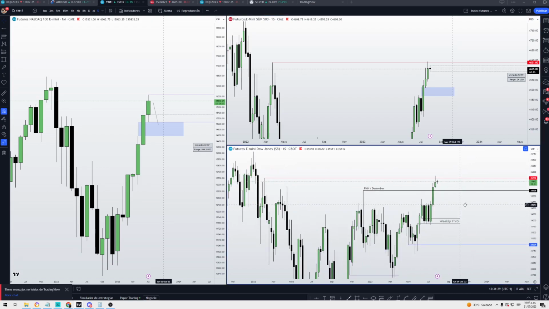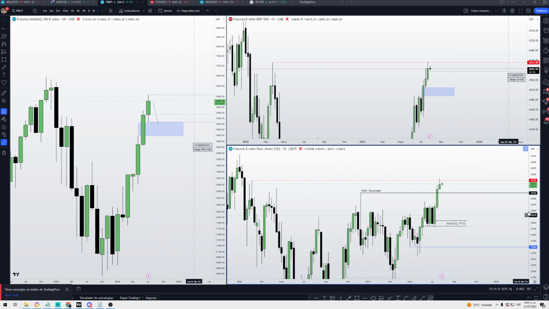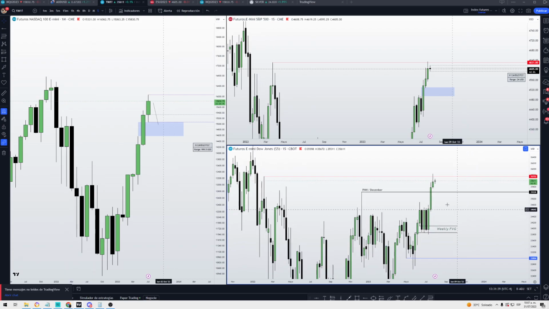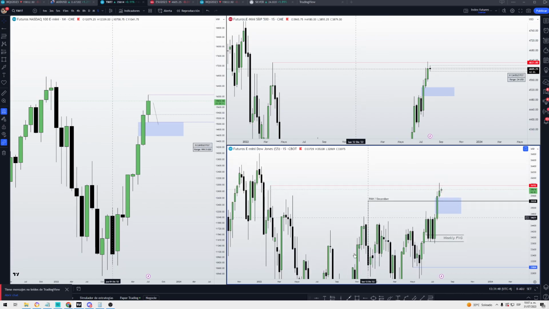Okay. In Dow, same dynamic, price takes this high external liquidity and probably price returns to this BC and the previous monthly high.